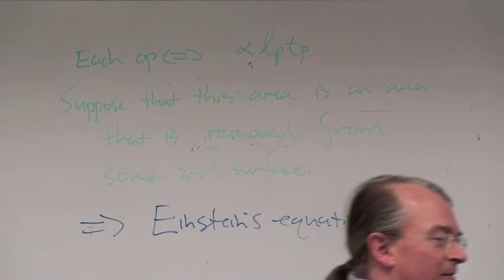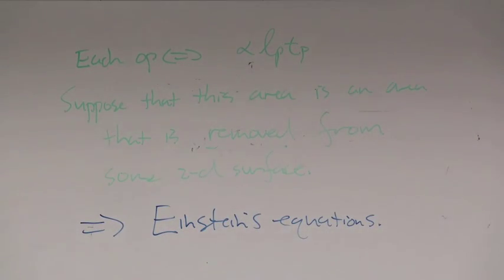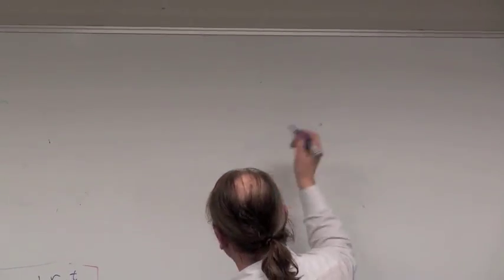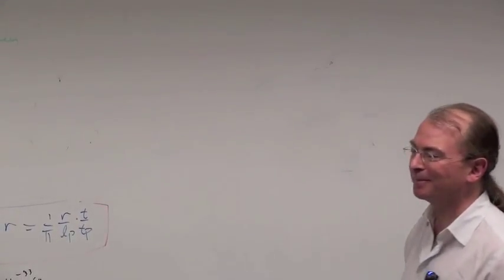All right? So, then this is not obvious at all. It could make it curve in some really ridiculous kind of way. Okay, but in fact, I'll show you that this actually gives you Einstein's equations. So, Einstein's equations. Let me draw a funny picture.